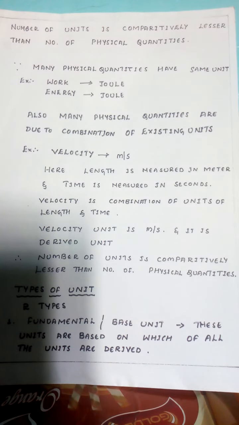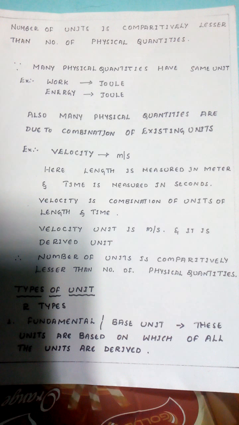I can say that the number of units is comparatively lesser than the number of physical quantities. Means existing physical quantities are more, like mass, time, electric current. So as compared to these physical quantities, the units are fewer. Why? Because many physical quantities have the same units.